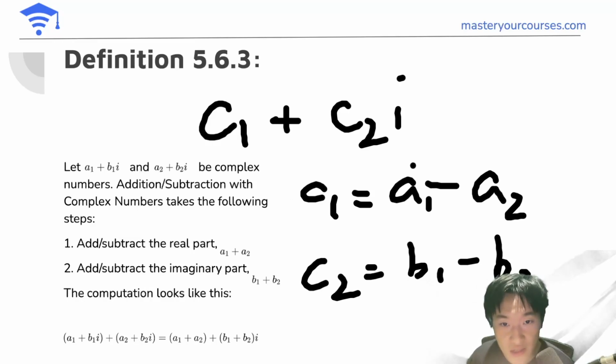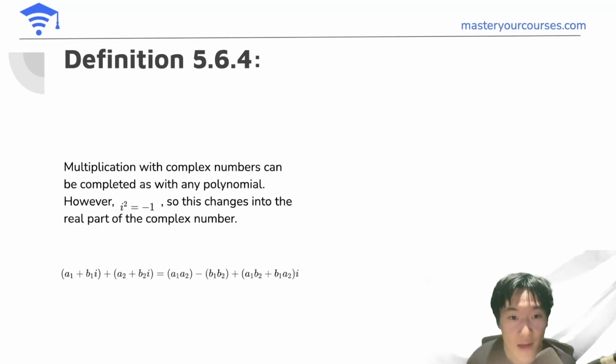So you do that, and then you get c2. Then you're done. Pretty easy. Now, multiplication of complex numbers can be complicated a little bit more, but it's not too difficult.